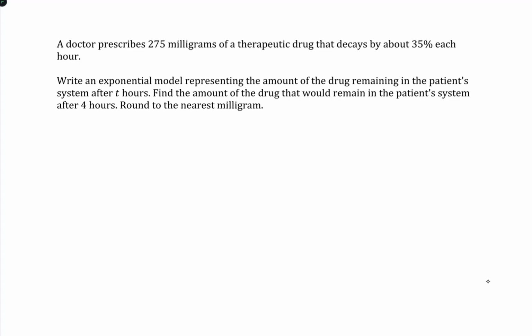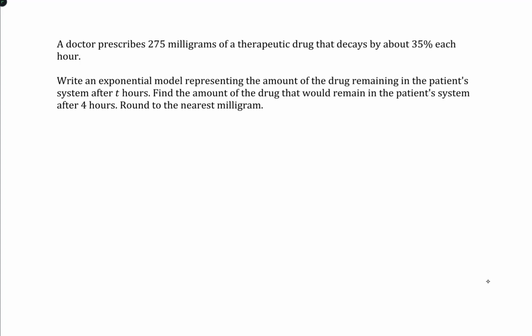A doctor prescribes 275 milligrams of a therapeutic drug that decays by about 35% each hour. Write an exponential model representing the amount of the drug remaining in the patient's system after t hours. Find the amount of drug that would remain in the patient's system after 4 hours. Round to the nearest milligram.